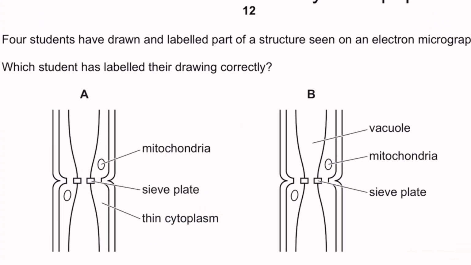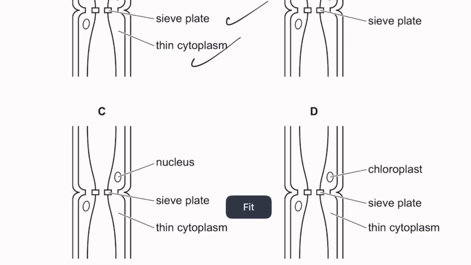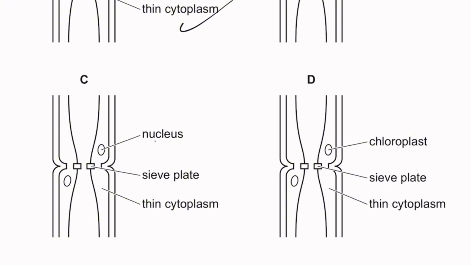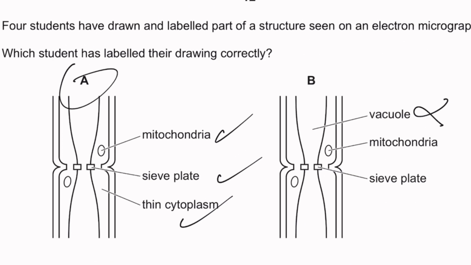4 students have drawn and labeled a large part of the structure seen on an electron micrograph. Which students have labeled their drawing correctly? A. Mitochondria, sieve plate, thin cytoplasm. That's definitely a correct labeling. Mitochondria, this is the sieve plate, thin cytoplasm. A is correct. Let's see the other options. B. Vacuole is definitely wrong. The nucleus, I feel like the nucleus is definitely bigger in size. And chloroplasts, sieve plates do not have chloroplasts, and so it's A.